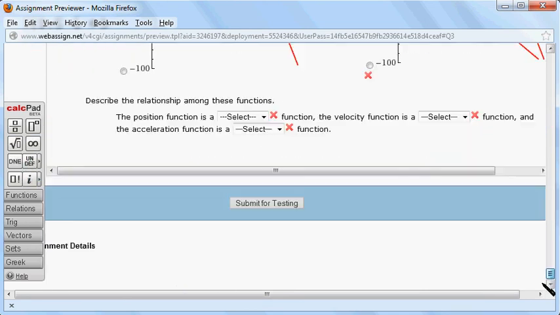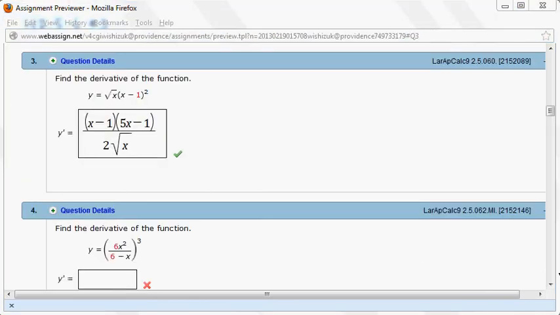Let's see if this is correct. Go down and check. Okay, it came back as the correct answer. All right, so that's it. I hope that this was clear.